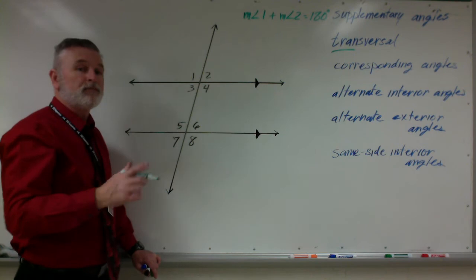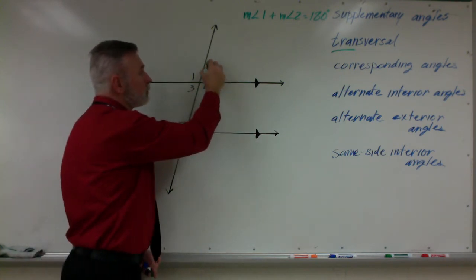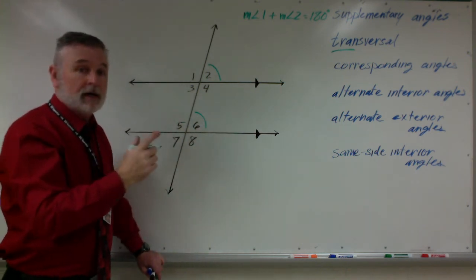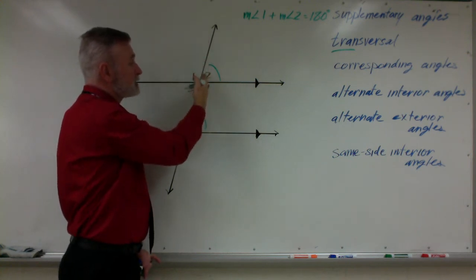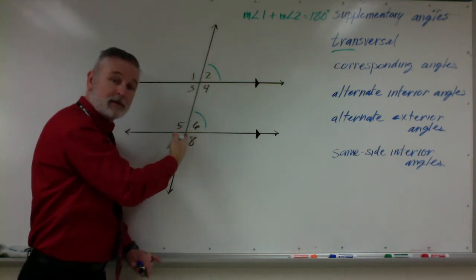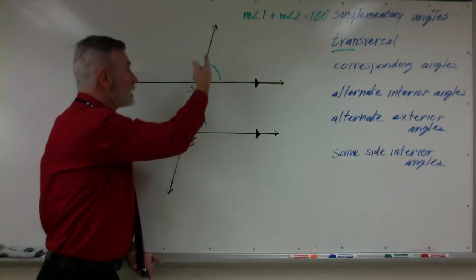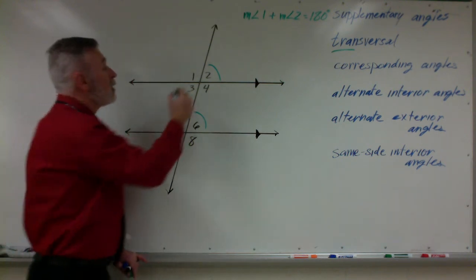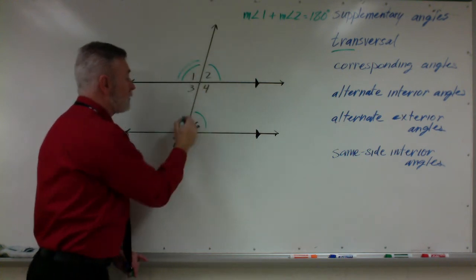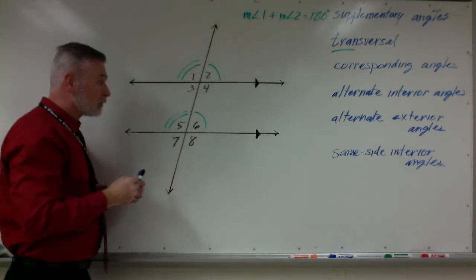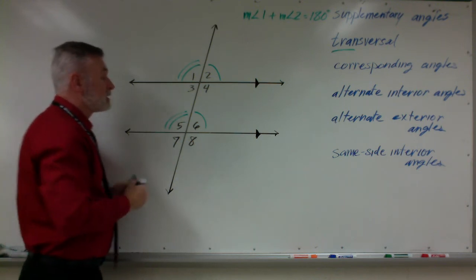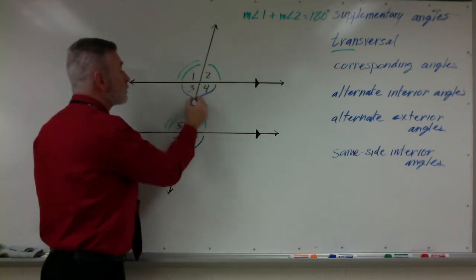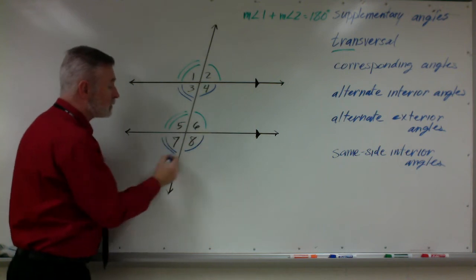And what it really gets to is that 2 and 6 are congruent, because the transversal comes down through here and hits this at a certain angle, and it also hits this group at the same angle when it comes down. That means that 2 and 6 are congruent. That also means that 1 and 5 are congruent, and 8 and 4 are congruent, and 3 and 7 are congruent.